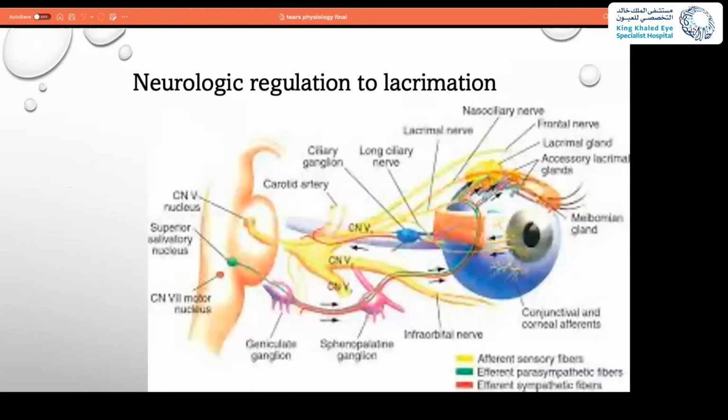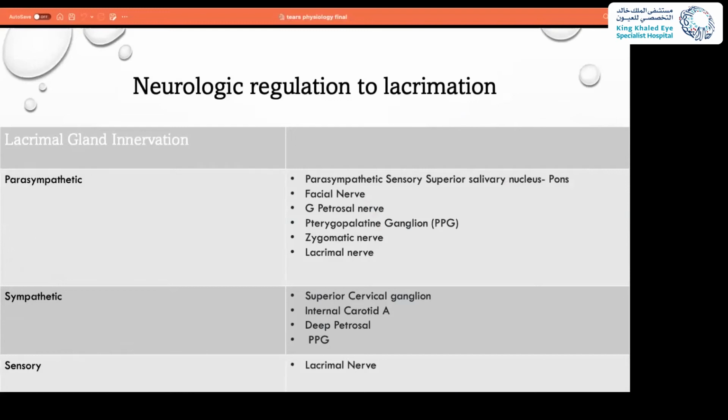This is, in brief, the neurologic regulation of lacrimation. It's a pretty complex neuroinnervation. We have the afferent sensory fibers through the lacrimal nerves, efferent parasympathetic fibers, and efferent sympathetic fibers. It's clear in this table that the parasympathetic gives the most supply to the lacrimal system, and the sensory supply is by the afferent lacrimal nerves.